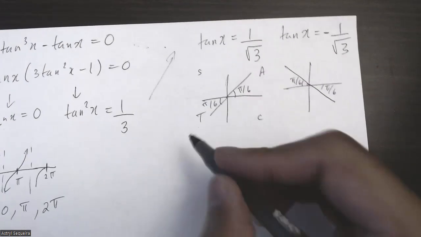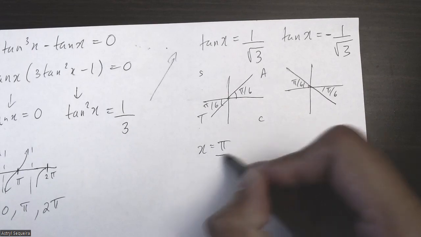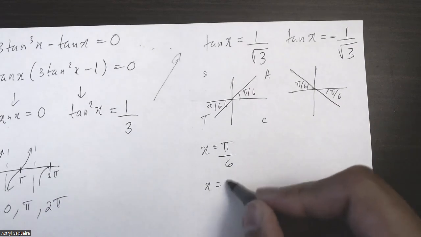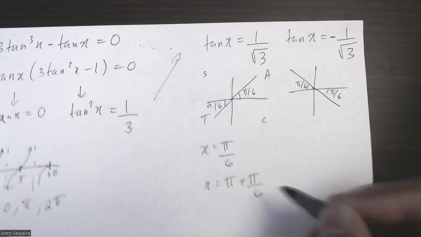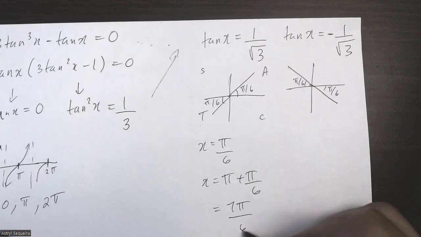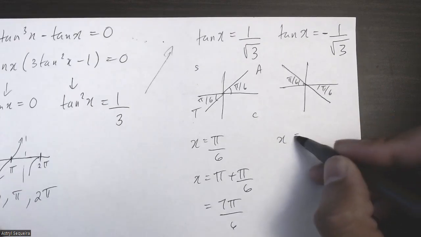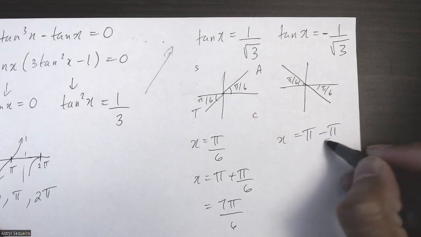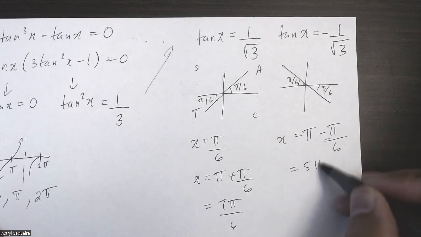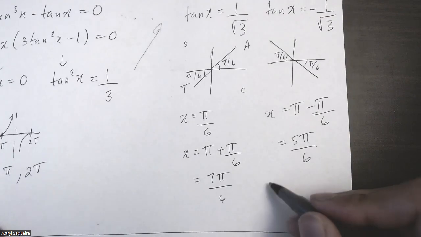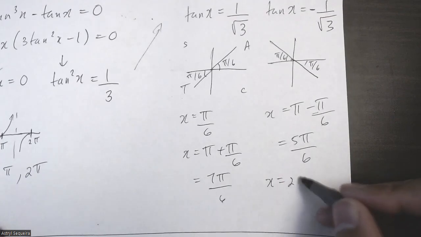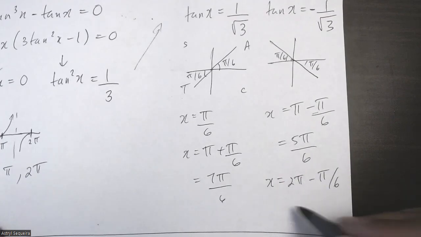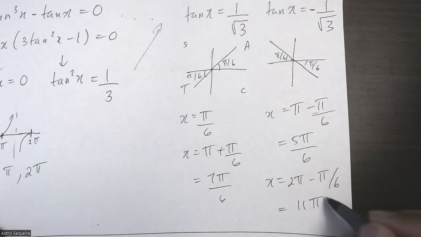Then over here, my first solution is pi over 6. My second solution is pi plus pi over 6, which is 7 pi over 6. Over here, my first solution is pi minus pi over 6, which is 5 pi over 6. And the last solution is 2 pi minus pi over 6, which is 11 pi over 6.